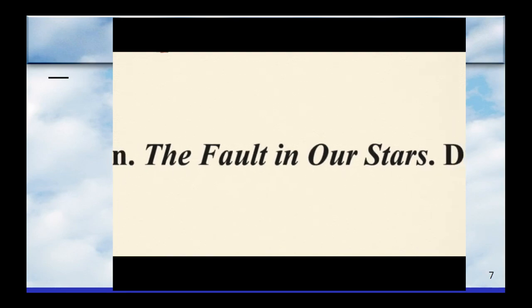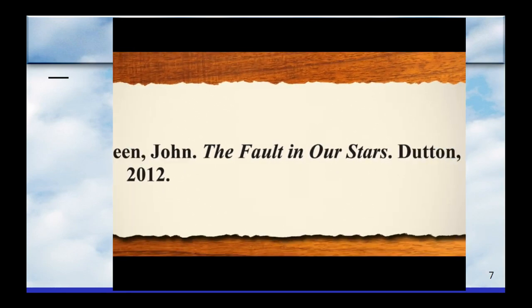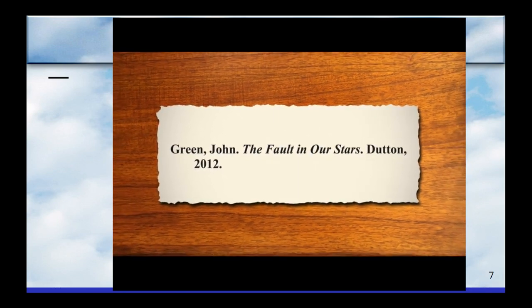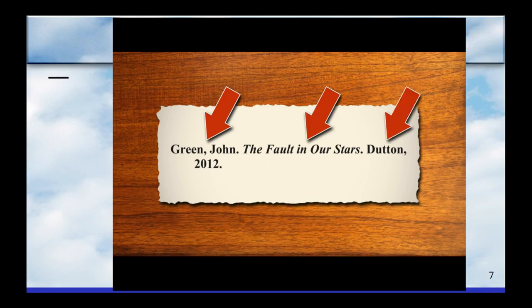Let's do another book. This time we'll take The Fault in Our Stars by John Green. First, we list the author's name. Again, last name first, first name second. Then comes a period. Then comes the book's title, again, italicized. Then we place a period, and we follow that with the publisher's name, in this case, Dutton. Follow that with a comma, and finish with the year of publication. In the case of The Fault in Our Stars, it's 2012.